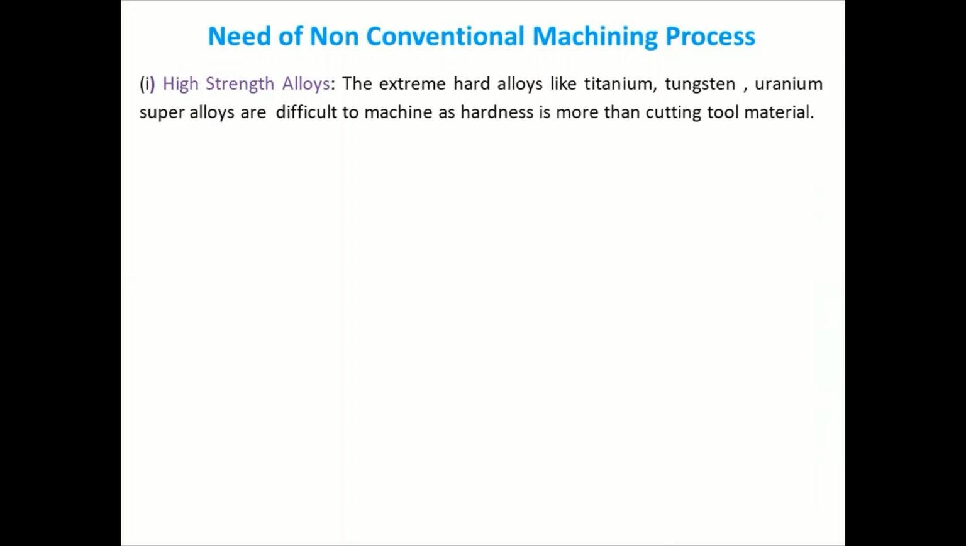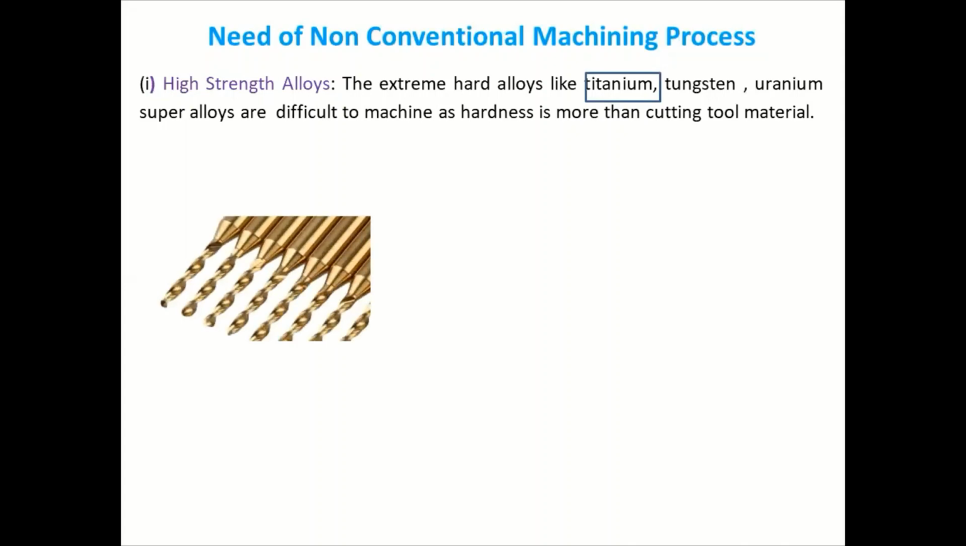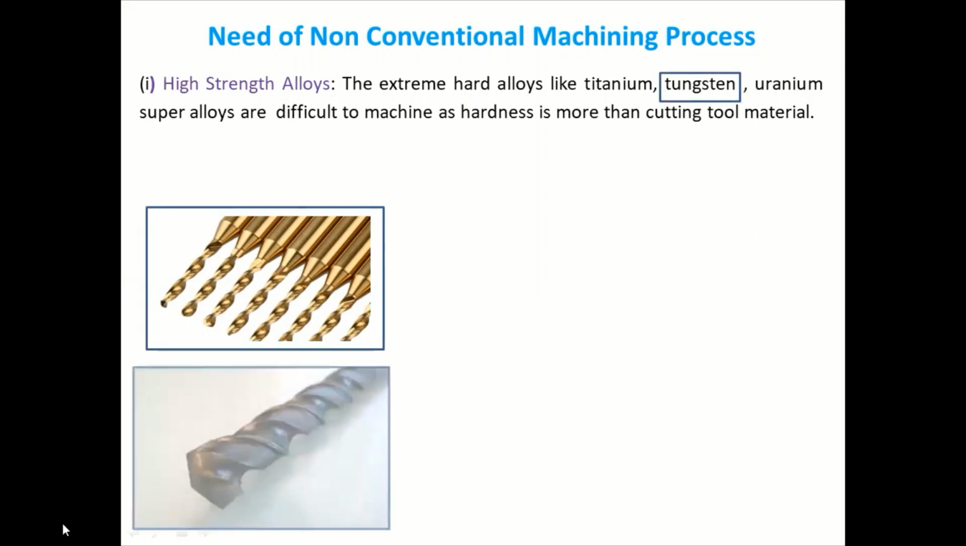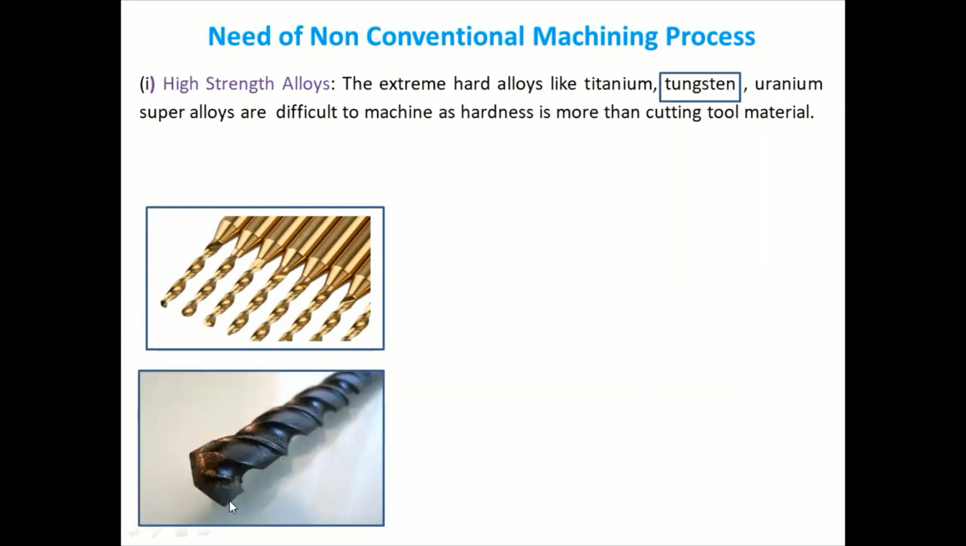The need for non-conventional machining processes. In non-conventional machining, very hard materials like titanium, tungsten, and uranium can be easily machined. So here we have shown some tools. This is a titanium tool which you have observed here. And there is tungsten here at the tip; you can see this is tungsten.